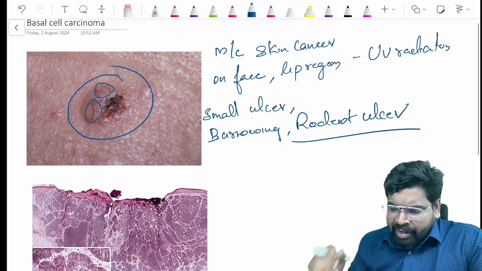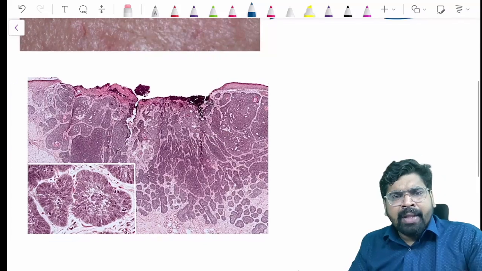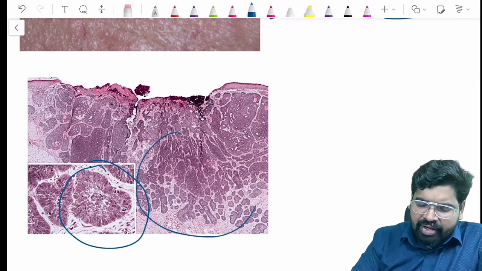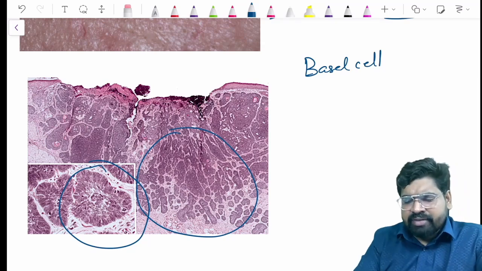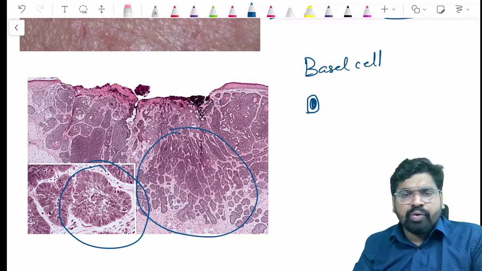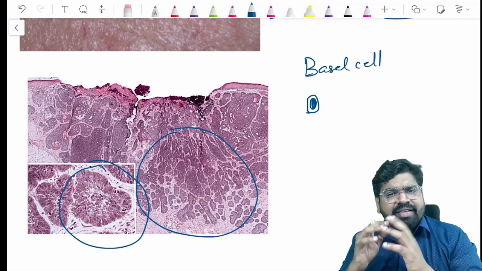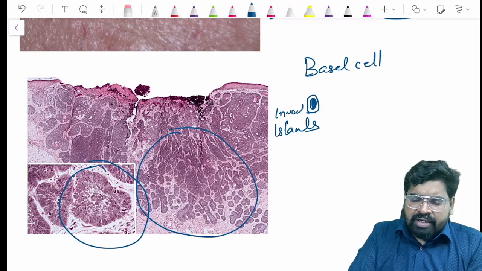And if you see the histology, what you see is so many basal cells. These are all basal cells, islands of basal cells. A basal cell is a columnar to cuboidal cell with a deep dark blue nucleus. That's why it is called a basal cell. It has a very dark blue nucleus, and you can see invading islands of these basal cells.